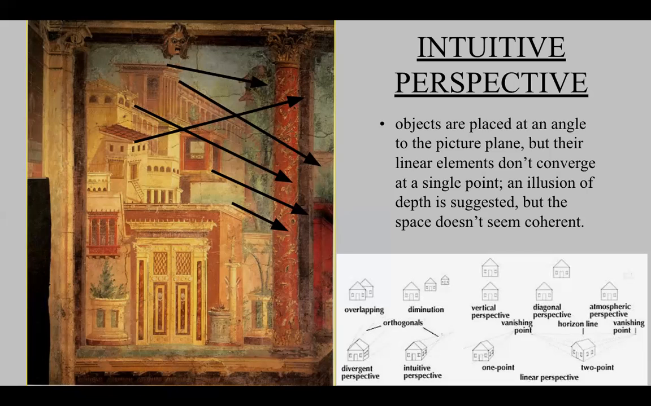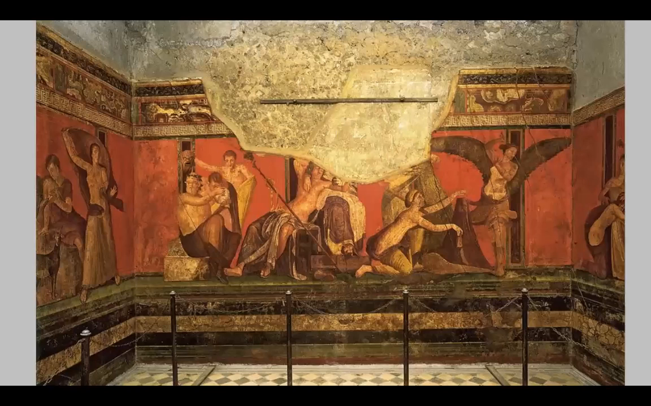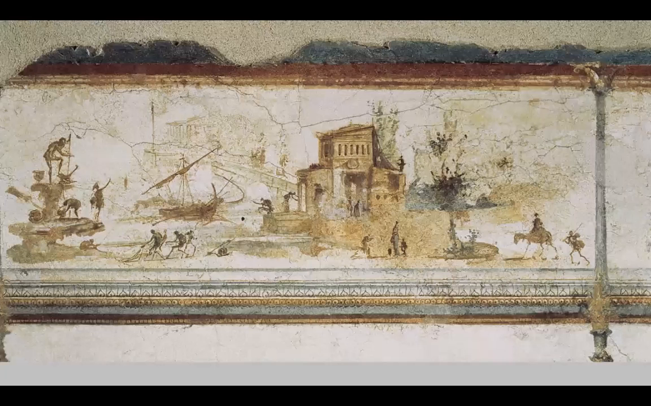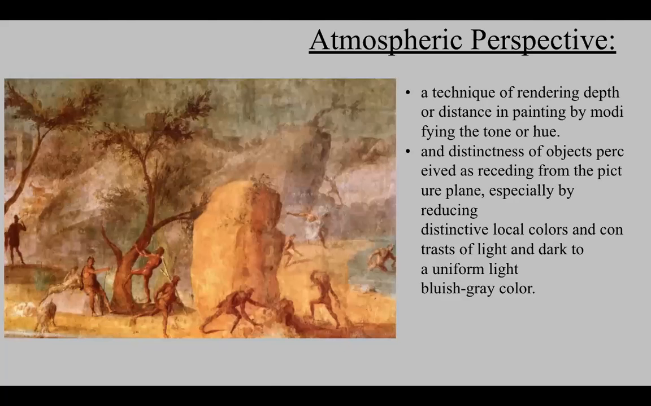Notice how the angles go back in diagonal, but they don't all converge to a true vanishing point. If all of these arrows went to one spot, we call it linear perspective. But they did not invent or discover that until the time of the Renaissance with Brunelleschi, so not until about the 1400s. So they're basically just doing it in their head, trying to make it look realistic. Okay. Some other examples of illusionistic painting.